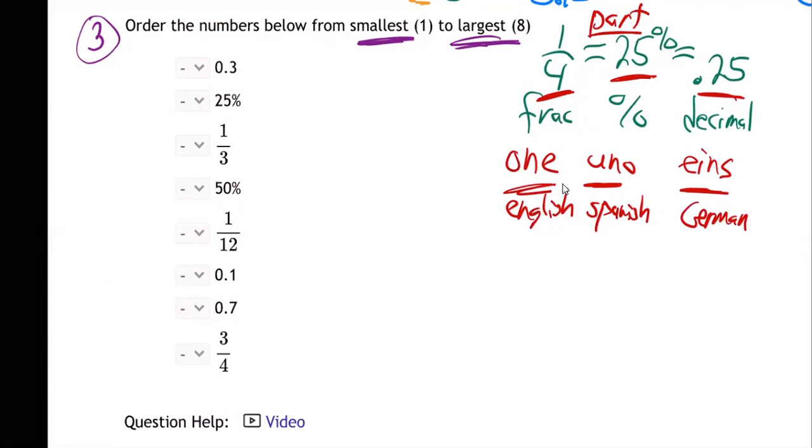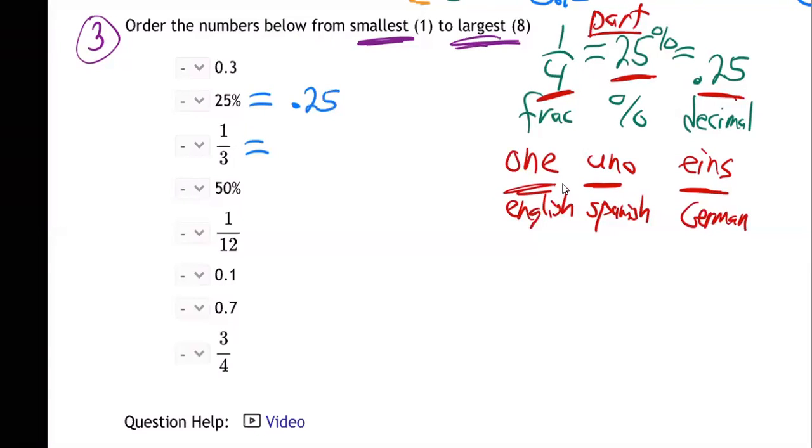What's going to be best is to put them all in the same language, isn't it? That'll make it much easier. And I think the easiest language is the decimals. I think you probably agree. So like I'm going to take this 25% and go, okay, 0.25.